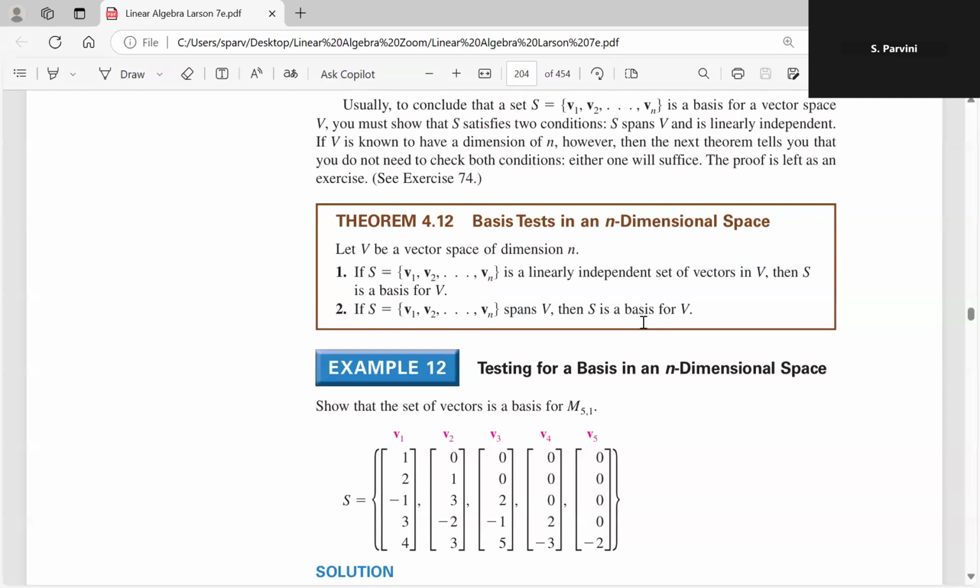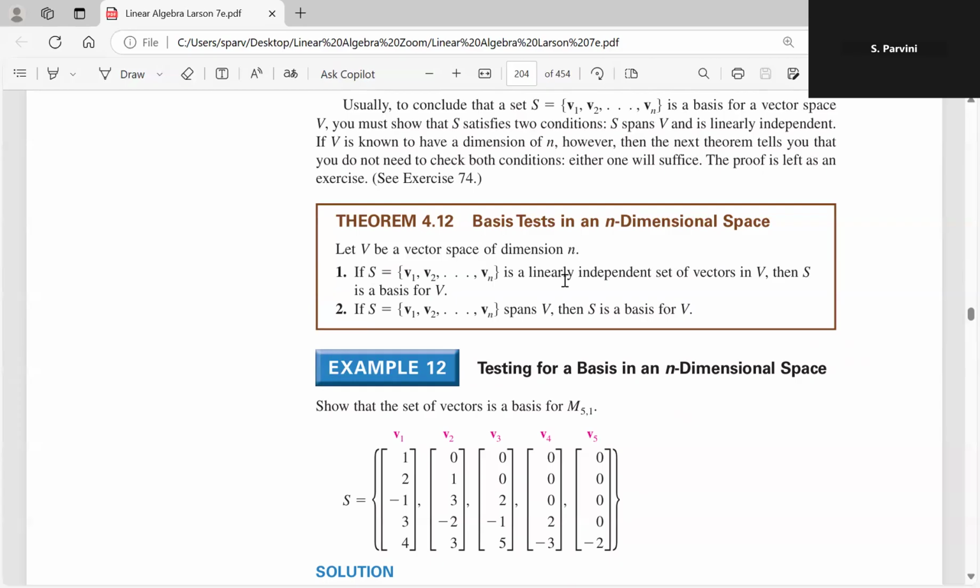Number 2 says if the set S spans V, then it is a basis. So there you have it. You don't need both tests for a basis. You only do one or the other, and it's up to you. Most common is number one, that the author has written: you show the set is linearly independent. So remember, you don't have to do both. You do one or the other.